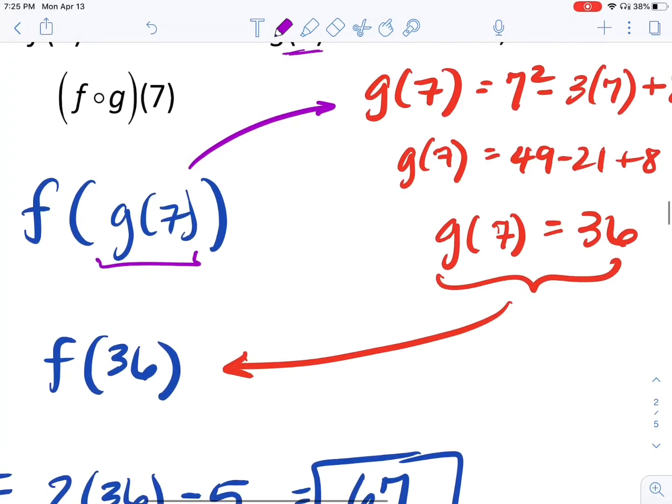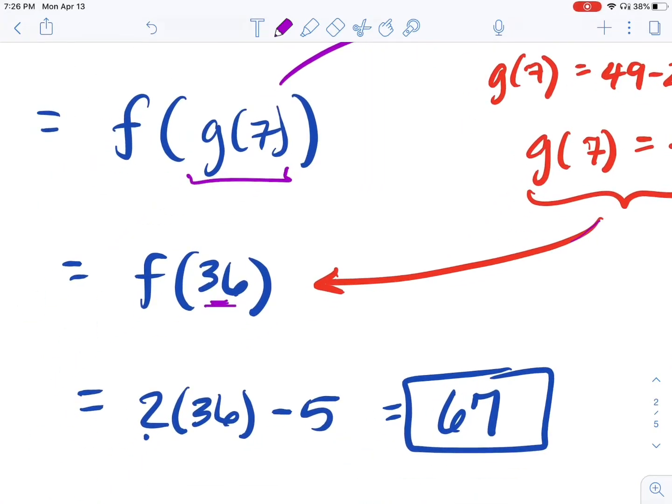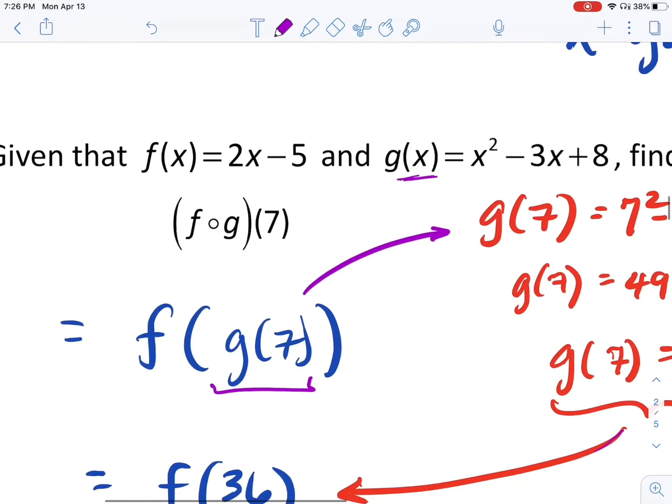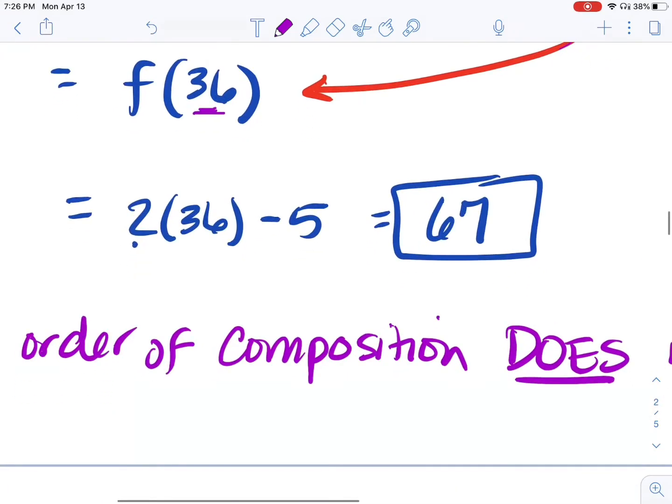Now that I know g of 7 is 36, that 36 is the input of f. That output of g, or the output of the innermost function, is the input of the outermost function. f of 36 I find by taking the 36 and substituting it into that expression, leaving me with 67.